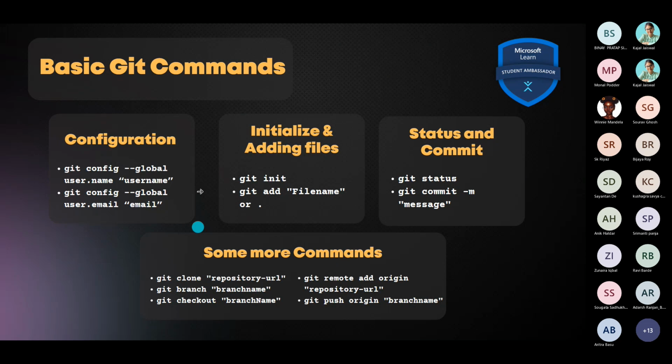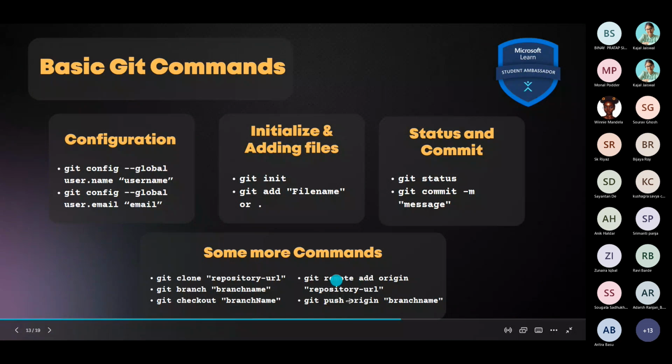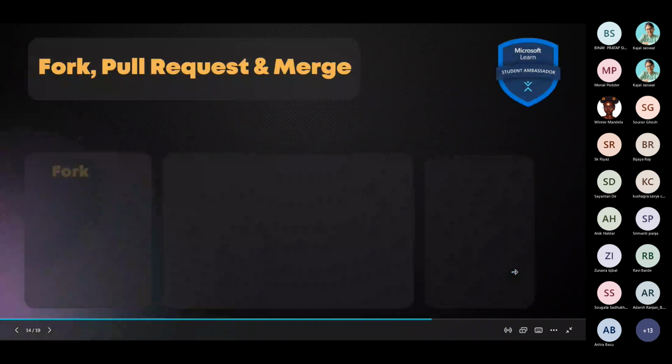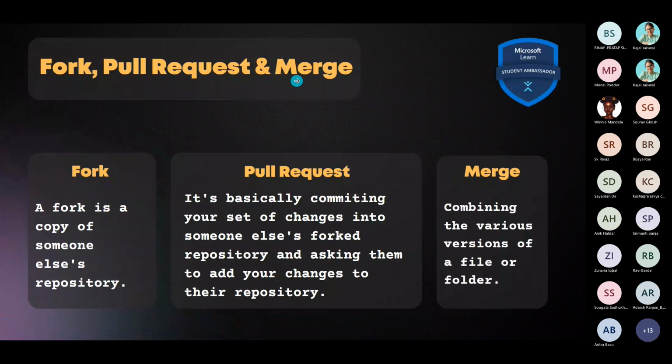So we have covered all these configuration commands. We have covered initialization and adding files. We have covered status and commit. We have covered these commands as well. Now it's for pull request and merge. I've also explained about this. I'm just telling you in brief.